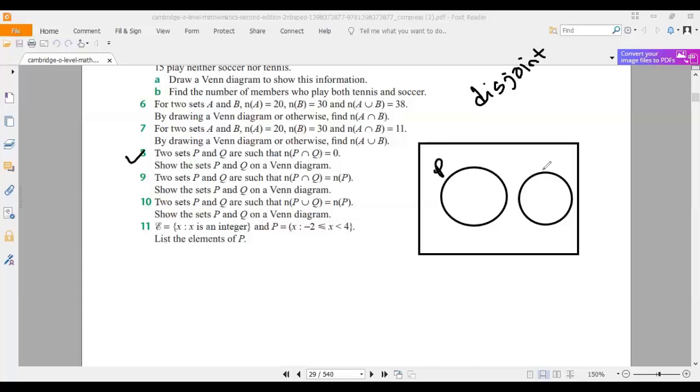Okay, so this is suppose P, this is Q, and this is the universal set. Here in this universal set, these two sets have no common element. That's why these sets are called disjoint sets.